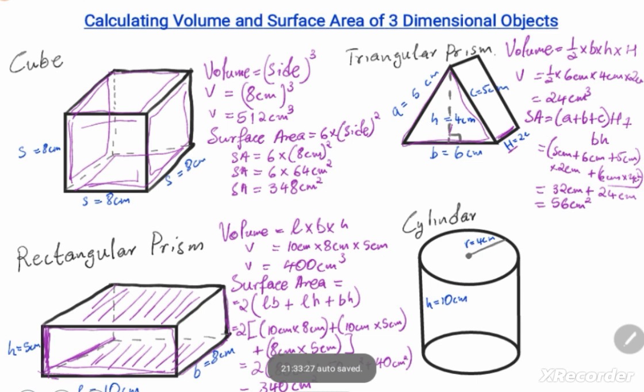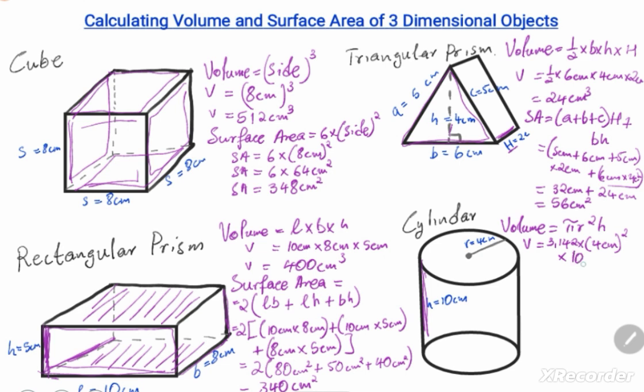All right, so that's it with the triangular prism. And then finally we look at the volume and surface area of the cylinder. Now the volume of a cylinder is given by pi r squared h, which means therefore the volume is 3.142 for pi, and the radius of 4 centimeters, and the height of this cylinder will be 10 centimeters. So in total we'll get 502.72 centimeters cubed. All right.